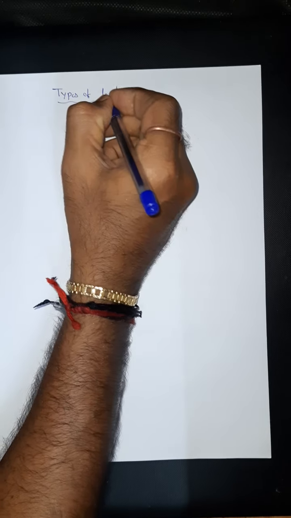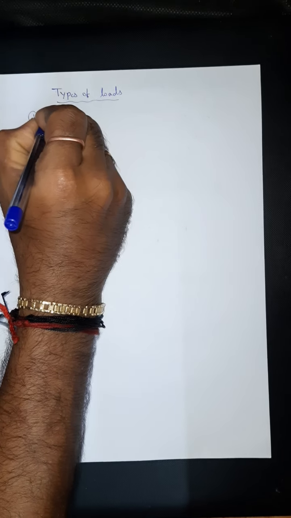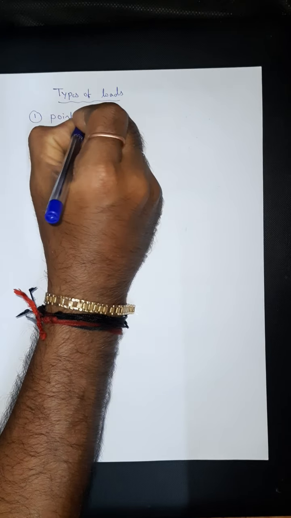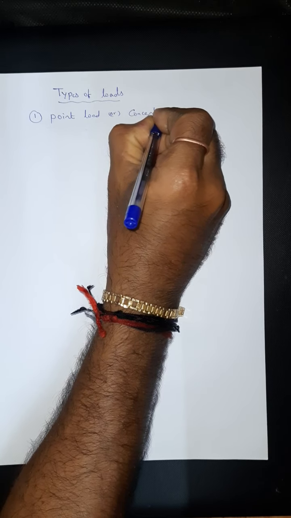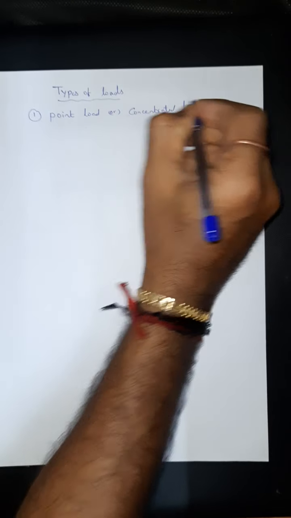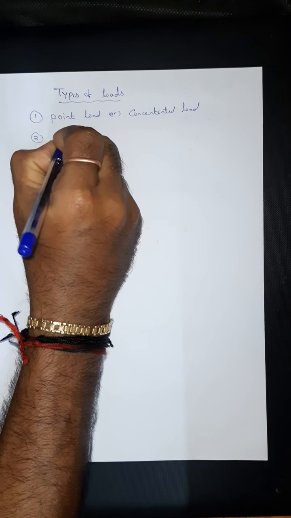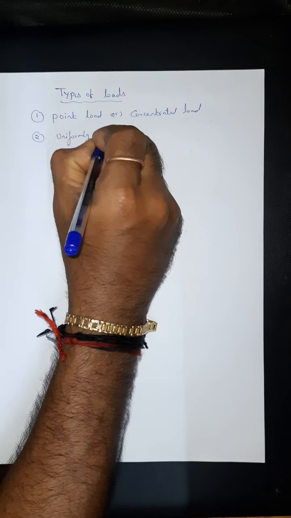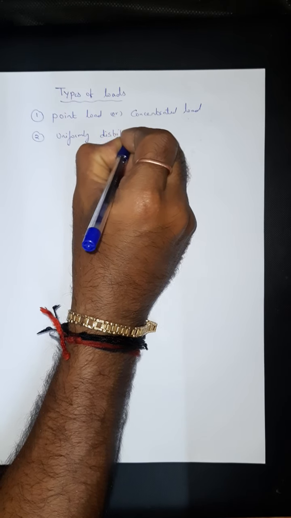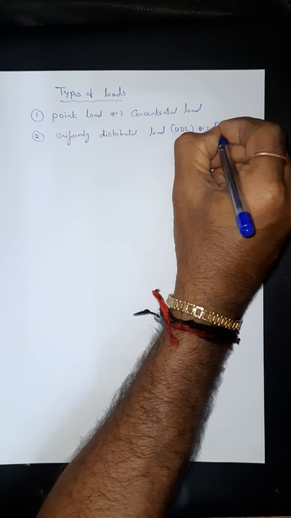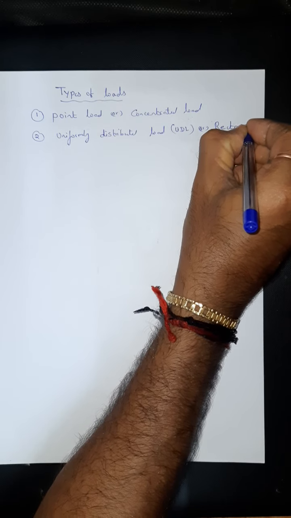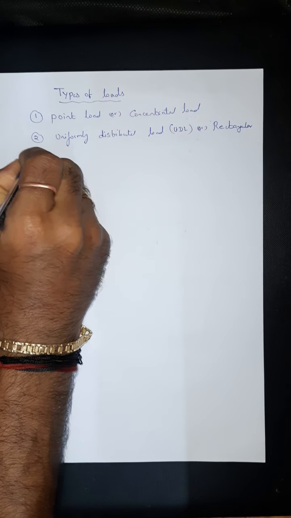There are three types of loads. The first one is point load, or concentrated load. The second one is uniformly distributed load, which can be called UDL, uniformly distributed load, or rectangular load.